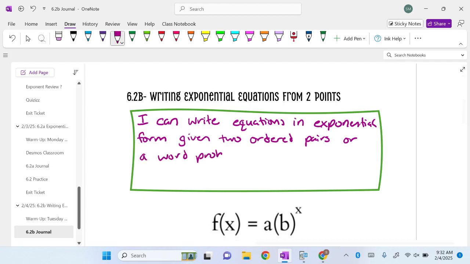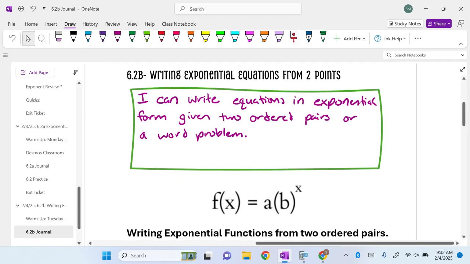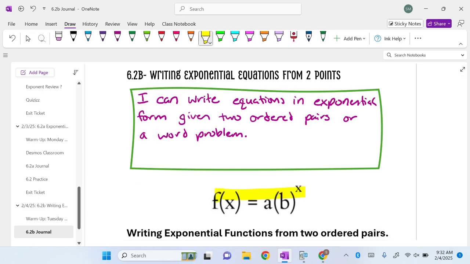So again, very similar to what we did yesterday. It's pretty much the exact same processes. There may just be one more step involved. So let's do a little review. So remember, this is typically the way we write exponential functions. So f of x is equal to a times b raised to the x power.